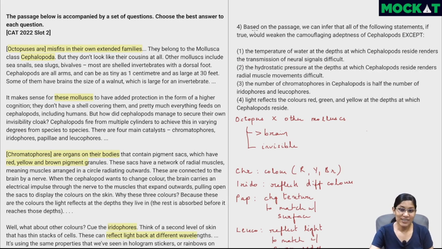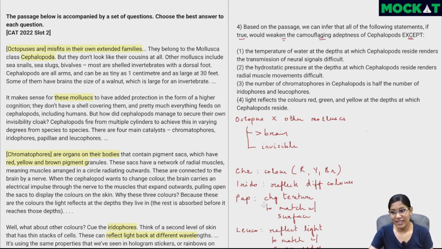Now the last question, it's an inferential one. Based on the passage, we can infer that all the following statements, if true... So this is all going to be new information. It need not be in line with the passage at all. We just assume that it's true. So if true, all the following would weaken the camouflaging adeptness of cephalopods except. So 3 of these are going to weaken. Whichever does not, that becomes the right answer.